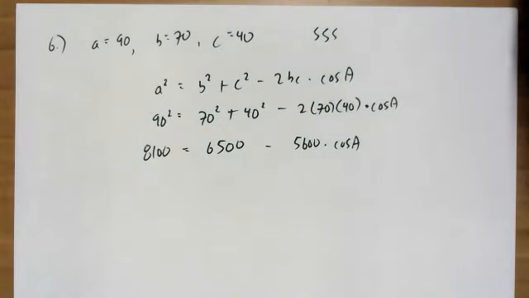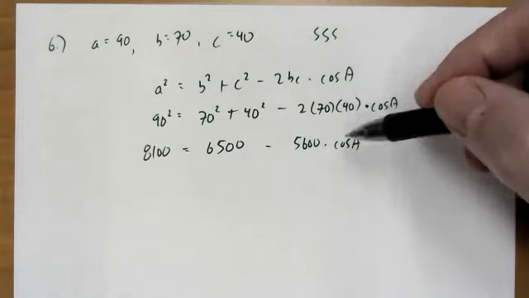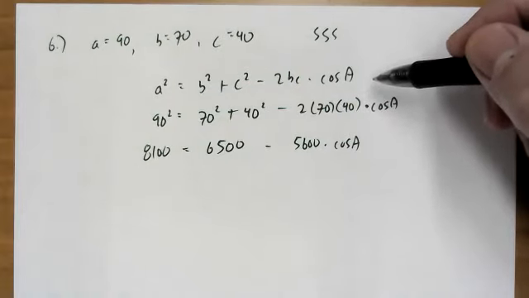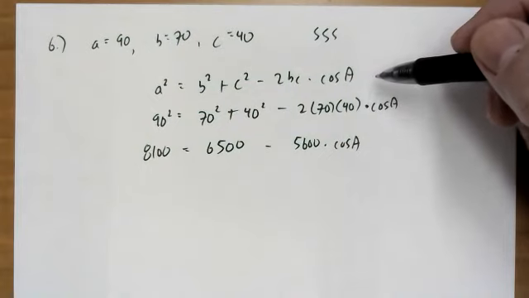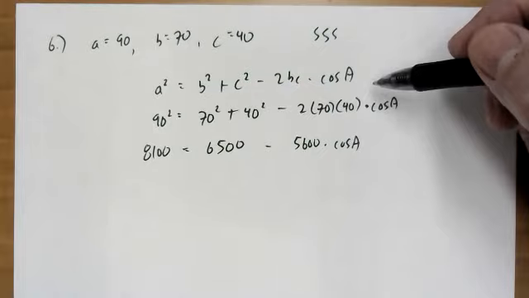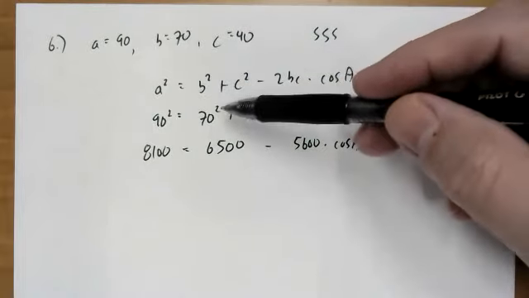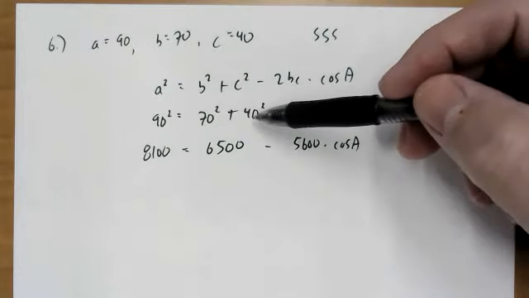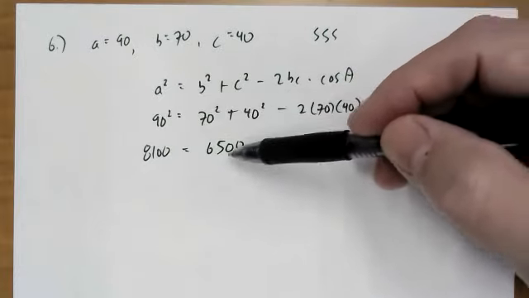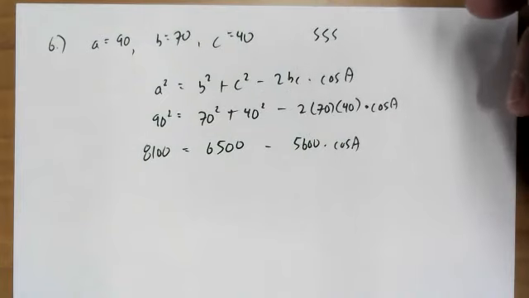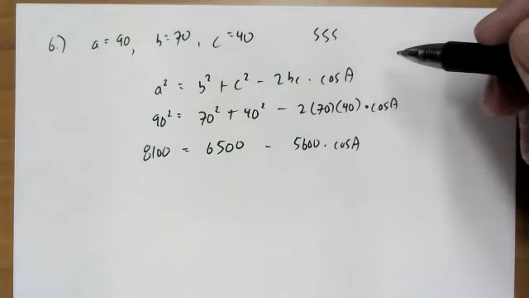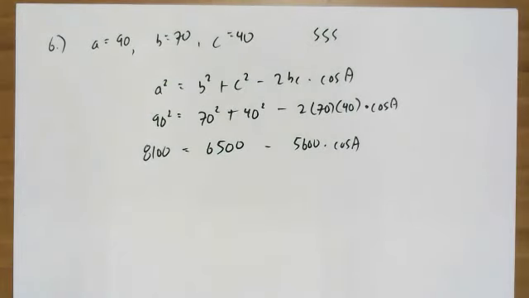Let me make sure about these numbers. Right, 8,100. 70 times 40 times 2. Let's just be careful I'm not making any mistakes. 4,900. And once again, let's make sure I'm using the correct equation. I don't want to make a mistake. Okay.